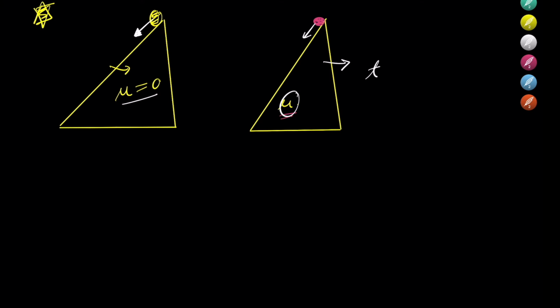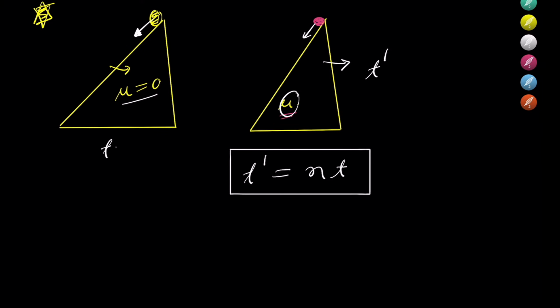So this time taken is t dash and this time taken is t. It is saying that t dash equals n times t. With friction, it is taking n times as much time as compared to the smooth case. So what will be the value of our n? N is given, it is taking n times.